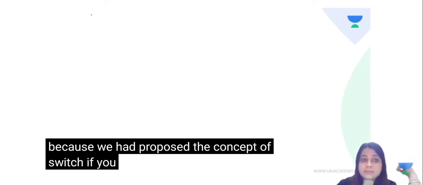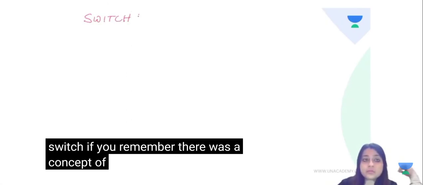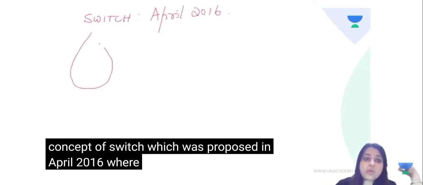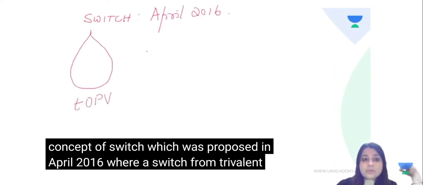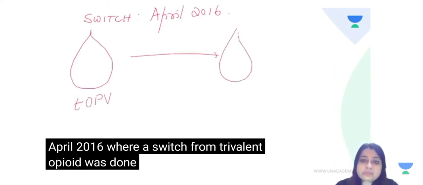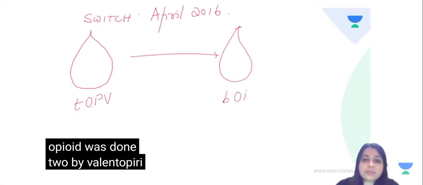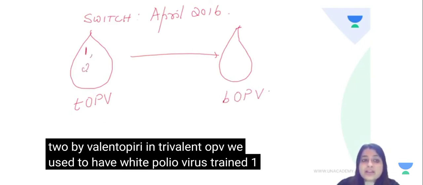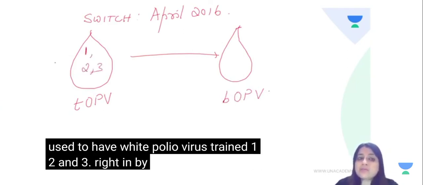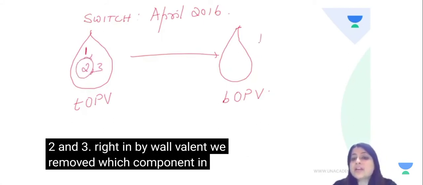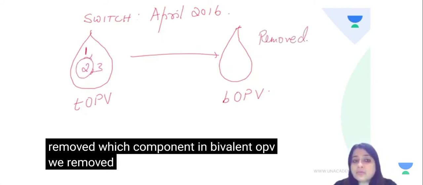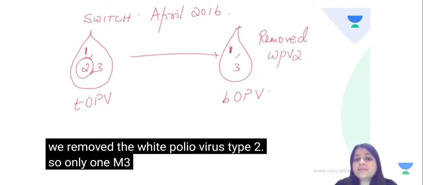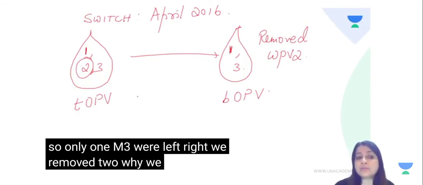concept of switch. If you remember, there was a concept of switch which was proposed in April 2016, where a switch from trivalent OPV to bivalent OPV was done. In trivalent OPV, we used to have wild poliovirus strain 1, 2, and 3. Right? In bivalent, we removed which component? In bivalent OPV, we removed the wild poliovirus type 2. So only 1 and 3 were left.